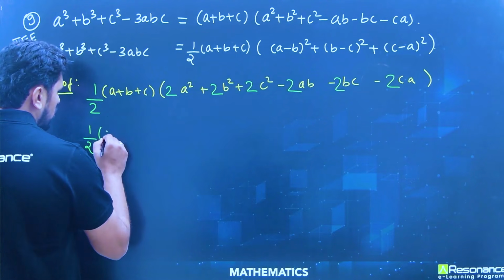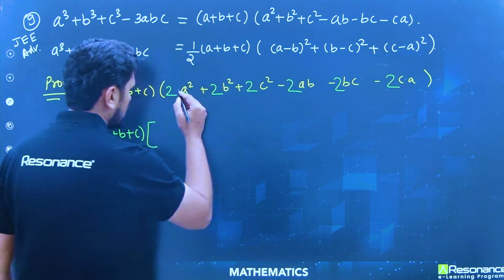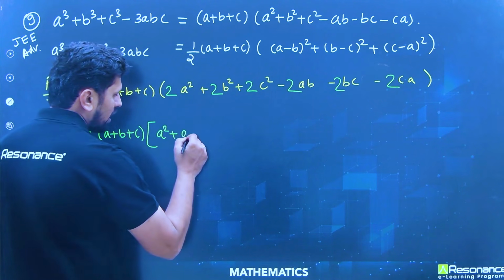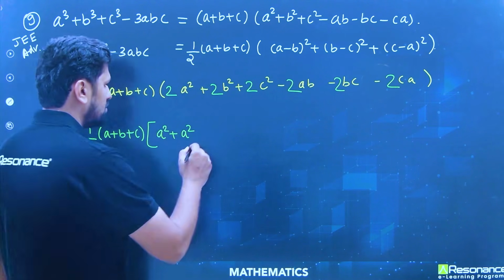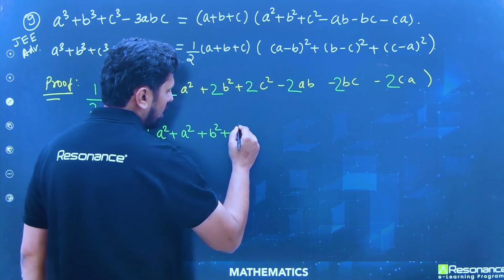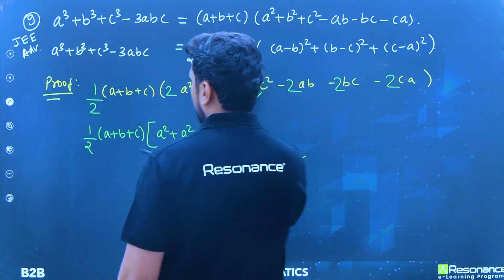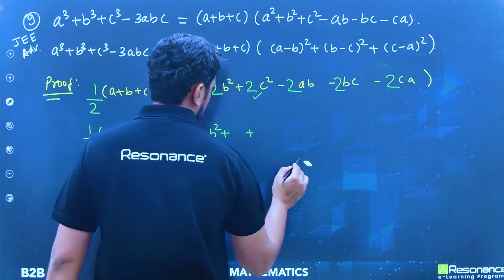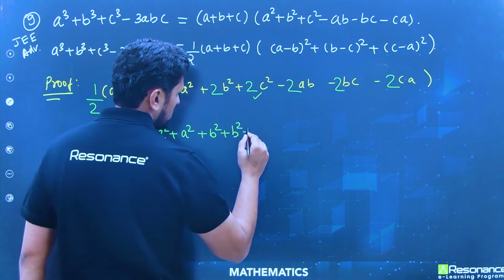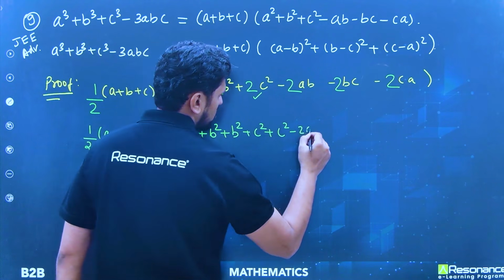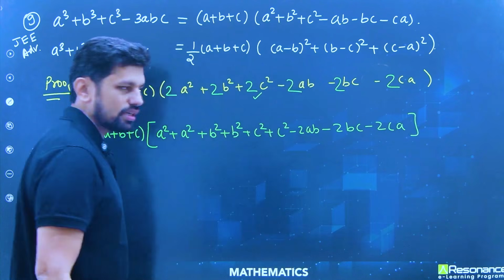So it will be 1/2 (a + b + c). How can I write 2a²? Can I write 2a² as a² + a²? How can I write 2b²? As b² + b². And for 2c², we can write it as c² + c². Correct? So b² + b², then c² + c², minus 2ab minus 2bc minus 2ca.